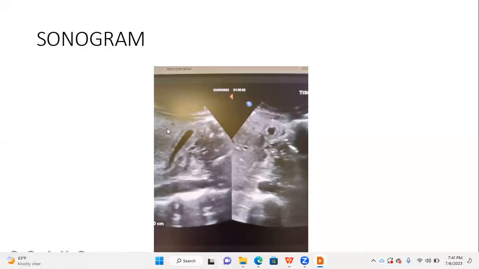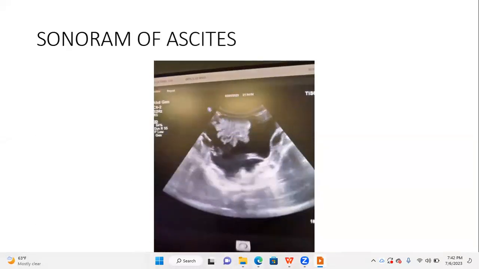So this is the liver here, and this is the gallbladder. When we take a closer look at it, this gallbladder is shrunken. The wall thickness is quite thick. This is the gallbladder in longitudinal view, and this is the gallbladder of the patient in transverse view. The walls are quite thick. They were measuring about 5 millimeters thick. Then this is the fluid collection the patient had in the abdomen. She had severe ascites.